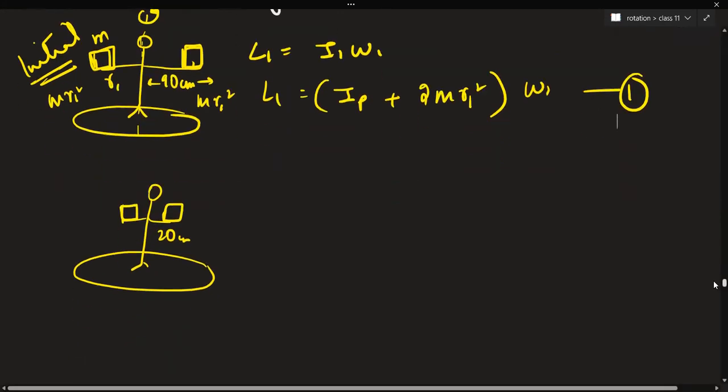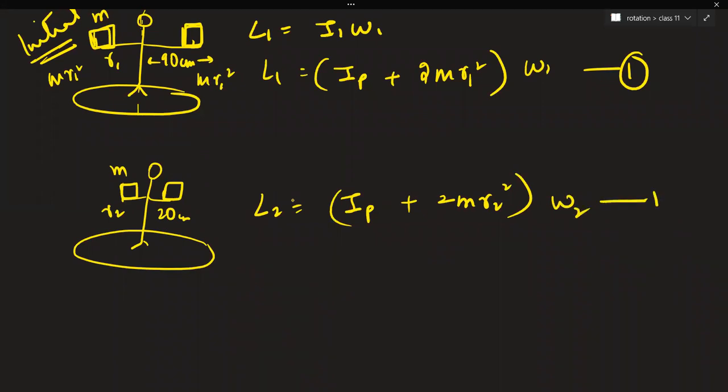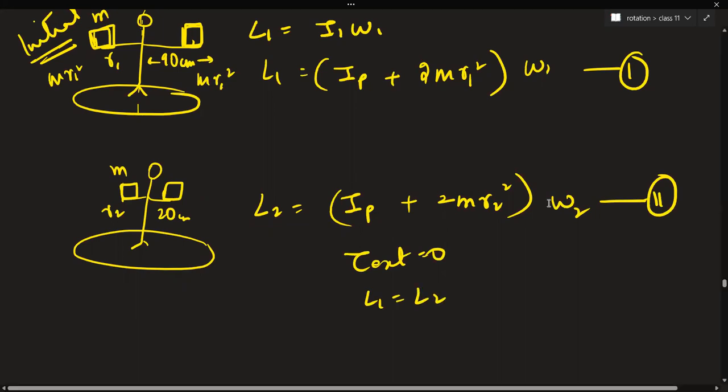The second half of the question says, see, L2 will be what? The moment of inertia of platform and man will be there, plus the mass is the same, but the distance is new, 20 centimeters. So we'll not take this as R1, we'll take this as R2. So 2mR2 square into omega 2. From here, omega 2 is the only unknown. Rest of the things are known to us. And see, no external torque is acting on our system, so L1 will be equal to L2. Now you can equate both these equations.